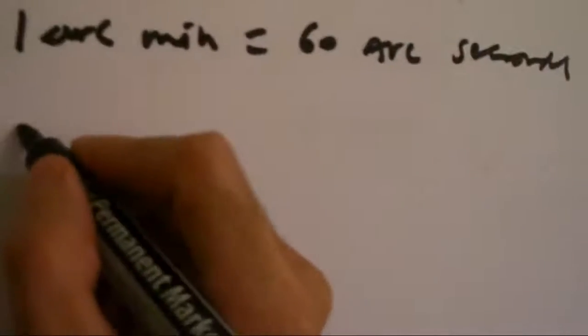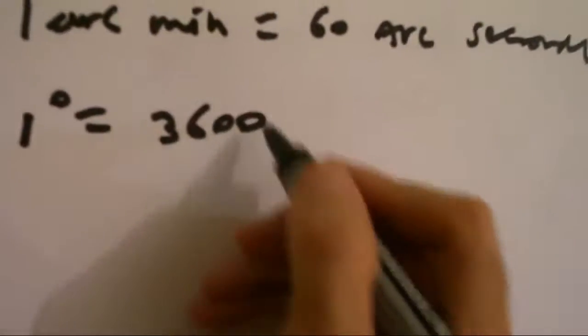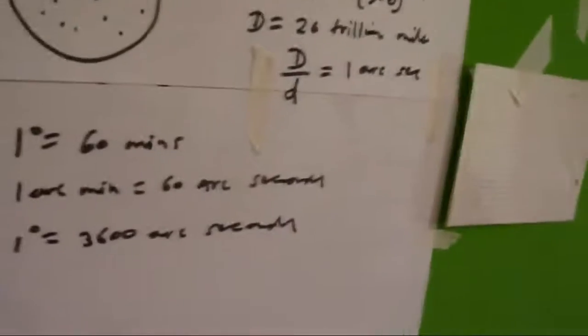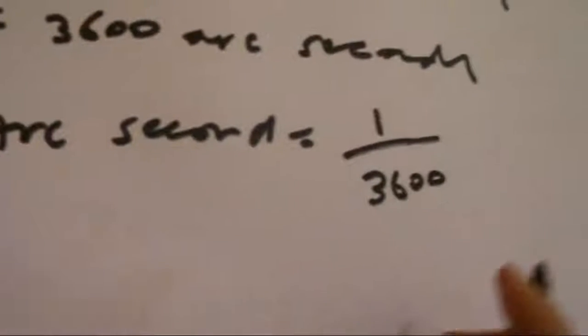Then you've got 1 degree equals 3,600 arc seconds. Okay, so 1 arc second equals 1 out of 3,600 of a degree, that is. Oh, I love maths.